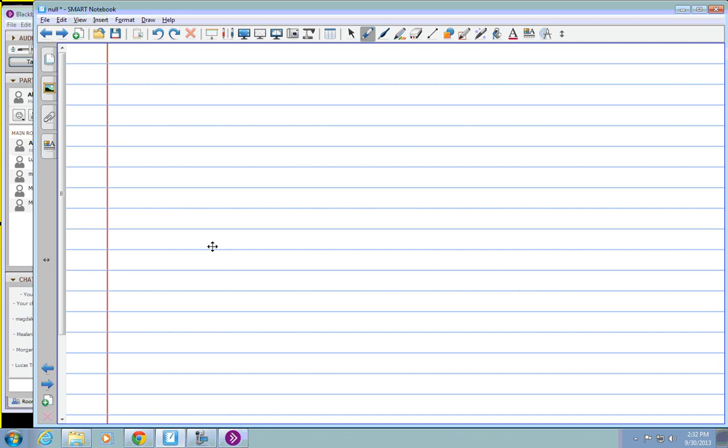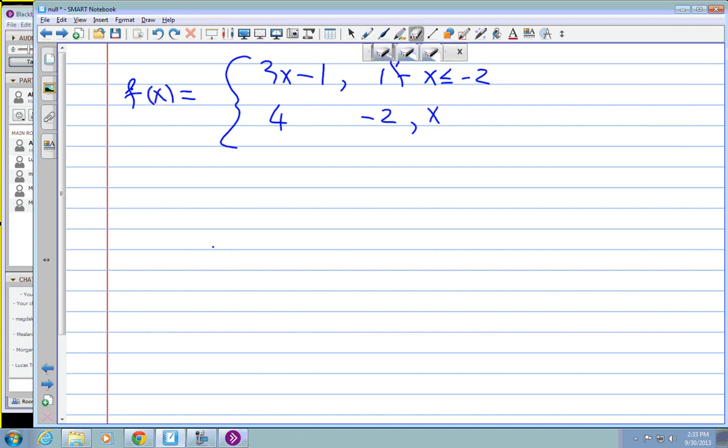So odd and even. No, 21 is not the one I was looking at. All right, do you remember how to do odd and even? Like 19? Yeah, review that. So 3x minus 1 if x is less than or equal to negative 2, 4 if x is between those, and x squared if x is greater than 2.